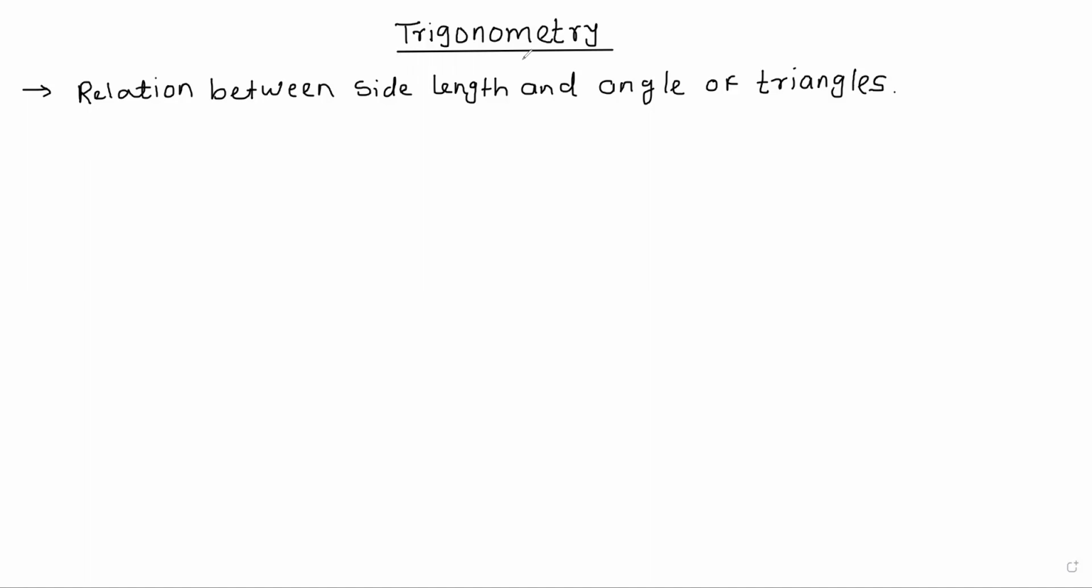Today we are going to see about trigonometry. Basically, trigonometry is the relation between side length and angle of triangles. Trigonometry contains identities and ratios. First of all, we will see what a ratio is.